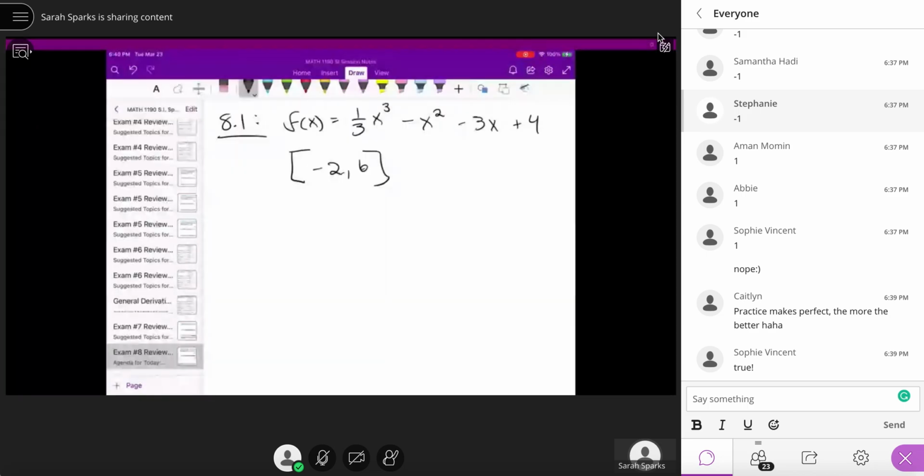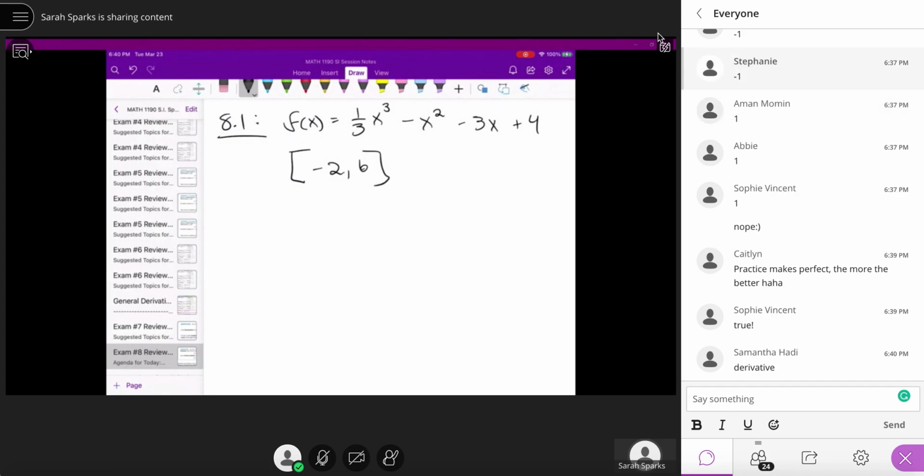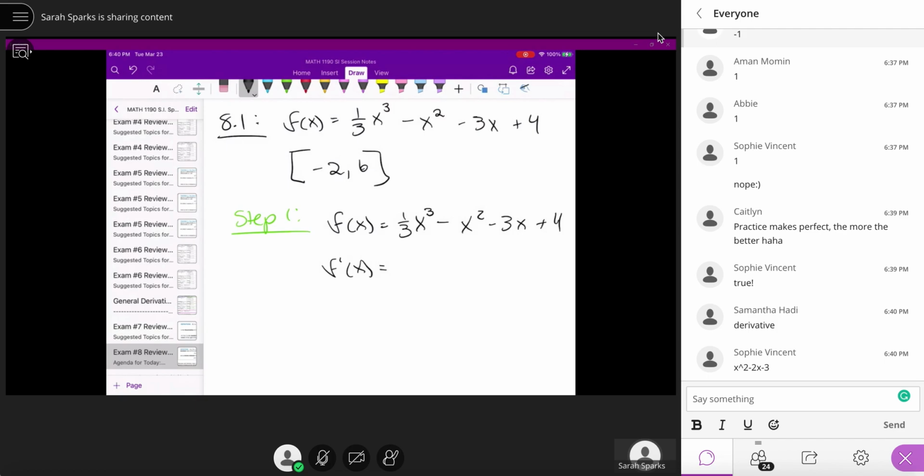So when finding critical points, like we've done before, what's the first thing we do? Yep, exactly. We take the derivative of the function. So step 1, we take its derivative. F of x equals 1/3 x cubed minus x squared minus 3x plus 4. F prime of x. This you guys should be able to do. So what's the derivative of this function going to be? It shouldn't be too complicated. x squared minus 2x minus 3. Yeah, exactly.